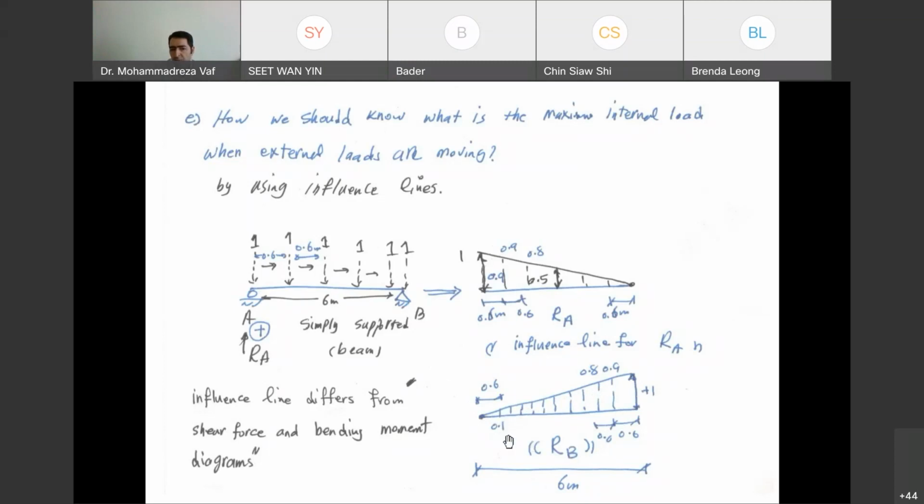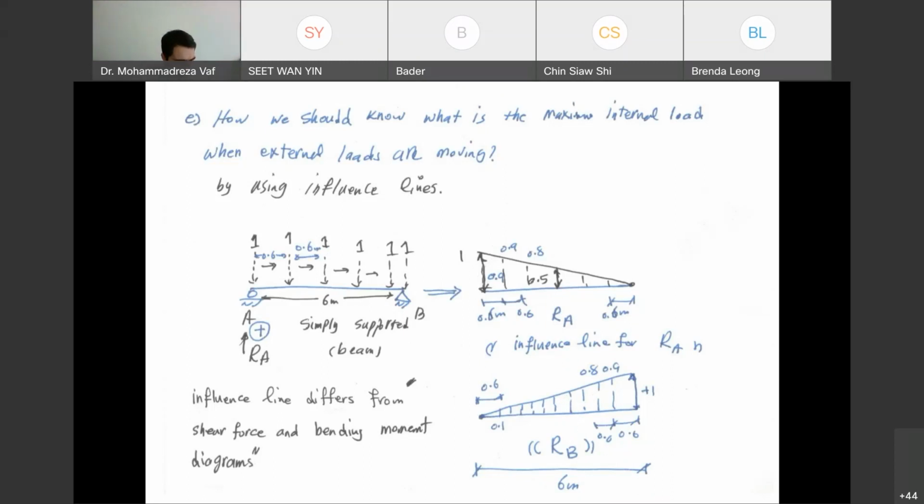When the support reaction at point B is 0, the support reaction at point A is maximum. So it's very interesting to look at these two graphs, because it tells me when the load is moving from point A to B, how the support reactions at points A and B are changing. When this one is maximum, this one is minimum. And when this one is minimum, this one is maximum. And when the load is in the middle of a span, the value in both of the support reactions becomes similar, 0.5 and 0.5. So this is what we call the influence line for support reaction.